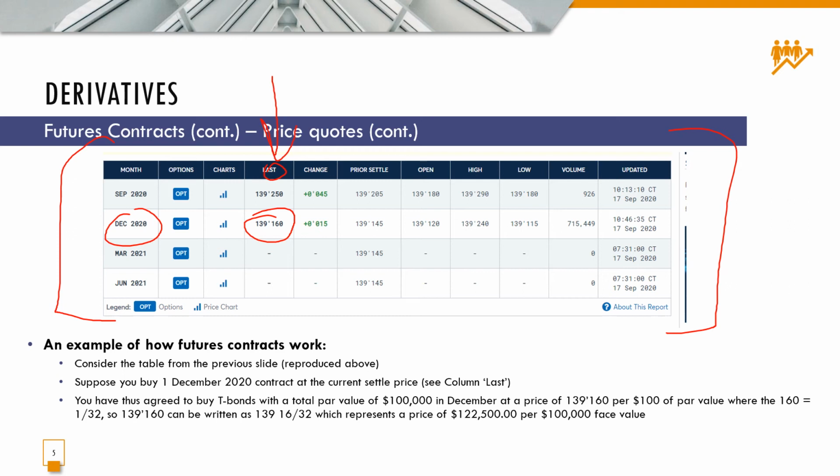Should you do that, you have agreed to buy Treasury bonds with a total par value of $100,000 in December of 2020 at a price of 139 comma 160 per $100 of par value, where the 160 actually equals 16/32nds. So 139 comma 160 can be written as 139 and 16/32, which represents a price of $139,500 per $100,000 face value.